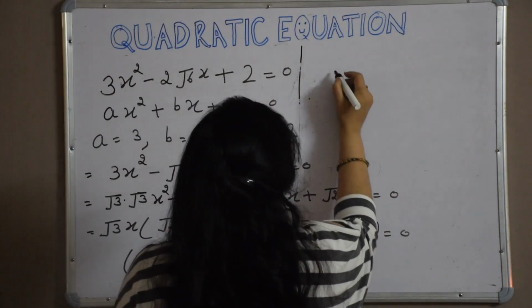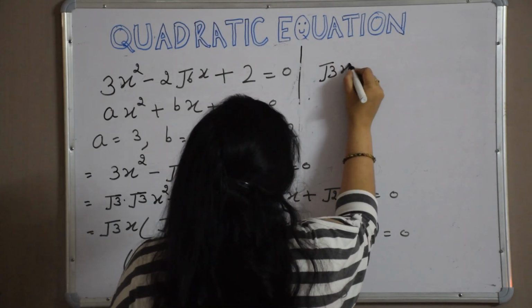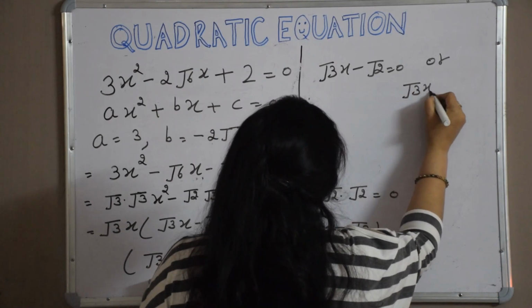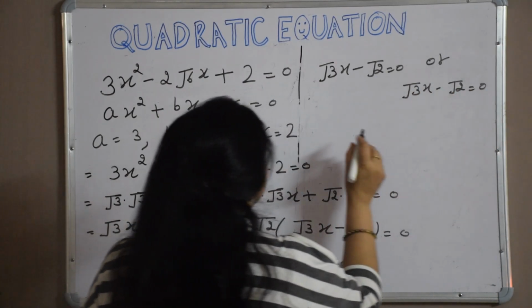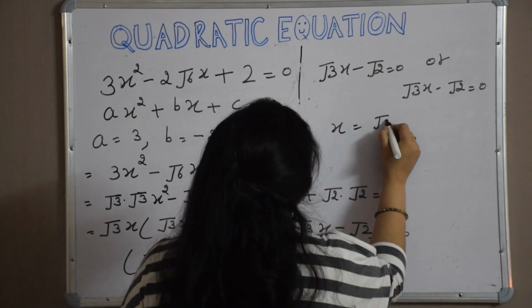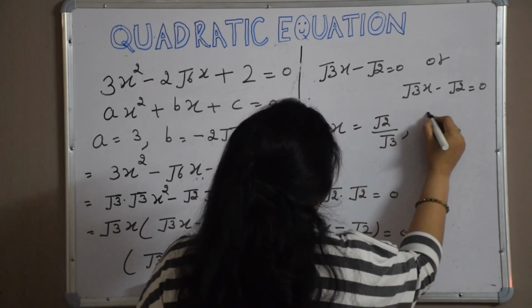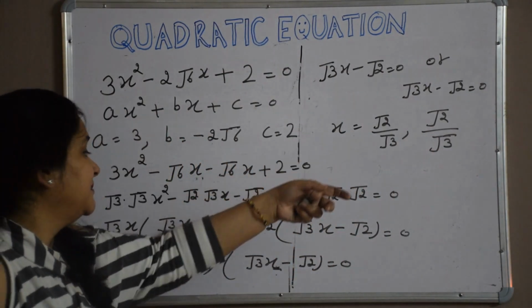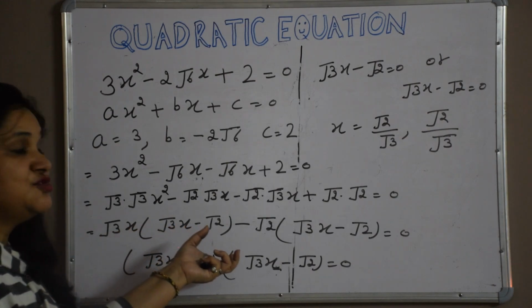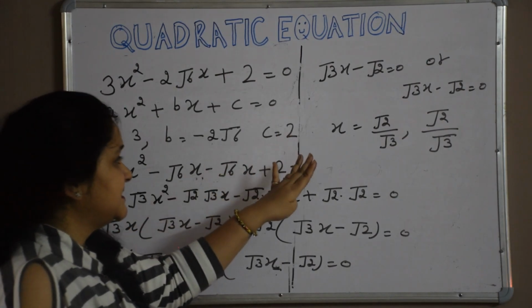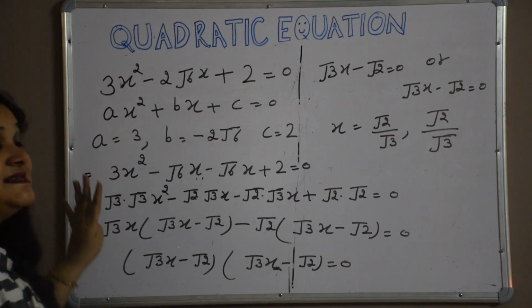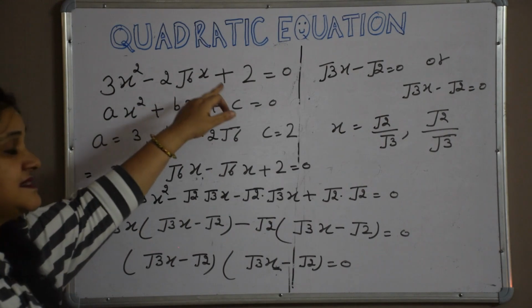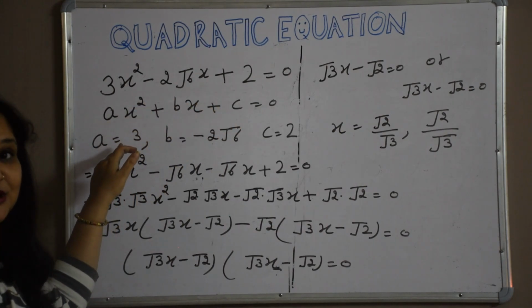It is also possible that both the roots are the same, so both the factors will also be the same. Here our both roots are the same. How? Root 3x minus root 2 equals 0, or root 3x minus root 2 equals 0. From here x is equal to root 2 by root 3 and root 2 by root 3. So both the roots are the same, so both the factors are the same. So this is the concept of how we can factorize the given equation and how we can find the roots in different ways with different signs and also with irrational numbers.